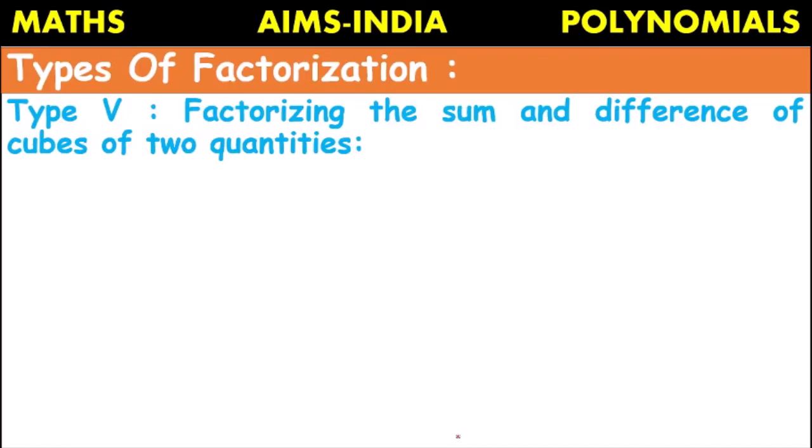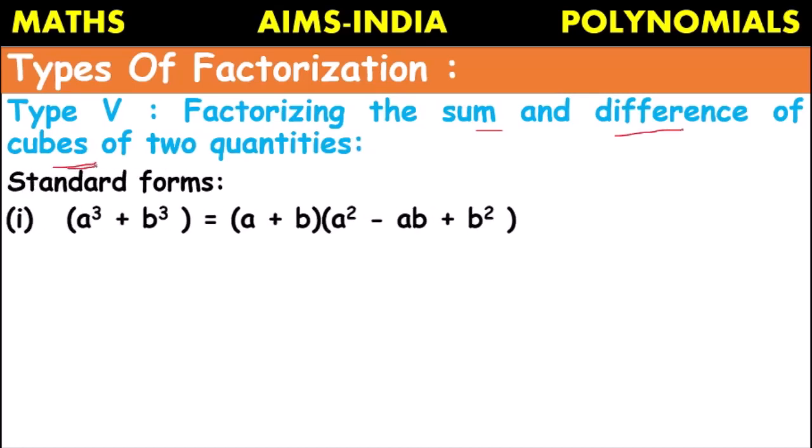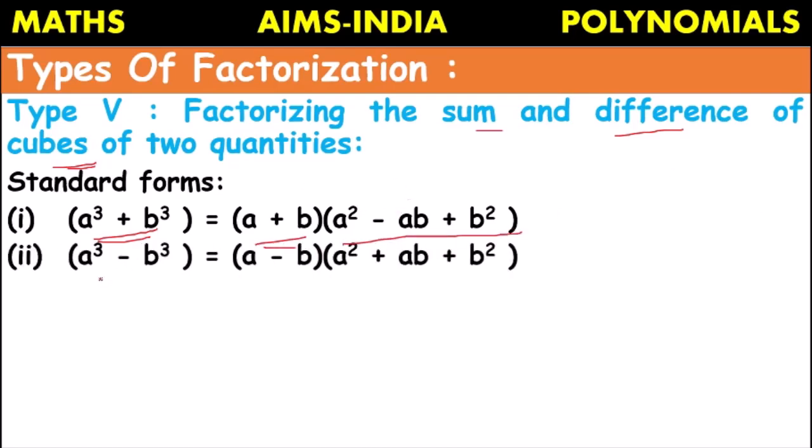Next, the fifth method, factorizing the sum and difference of cubes of two quantities. So we know that a cube plus b cube can be written as (a plus b) into (a square minus ab plus b square). These two are the factors. In the same way, a cube minus b cube can also be written as a product of two polynomials. So if we have a difference of cubes or a sum of cubes, they can be factored easily with the help of these formulas.